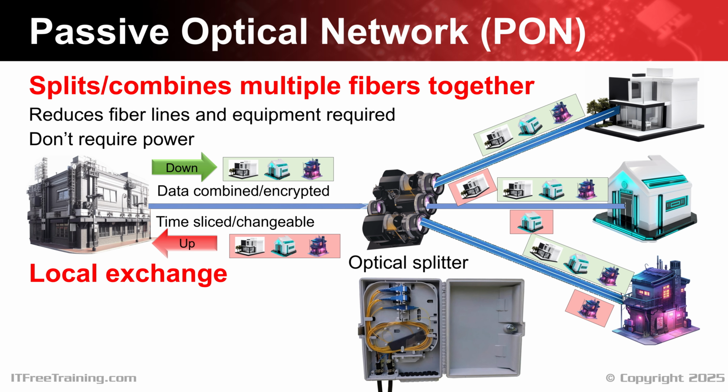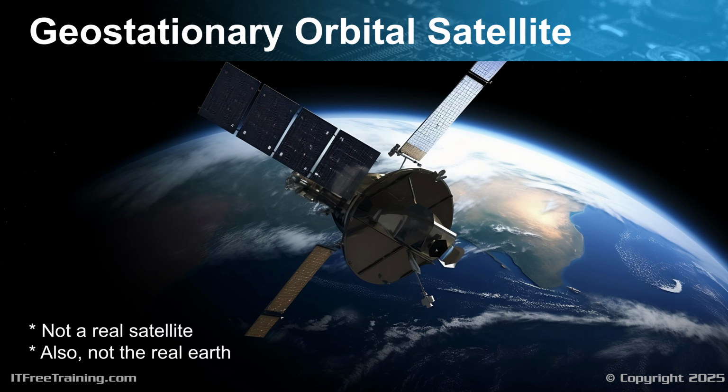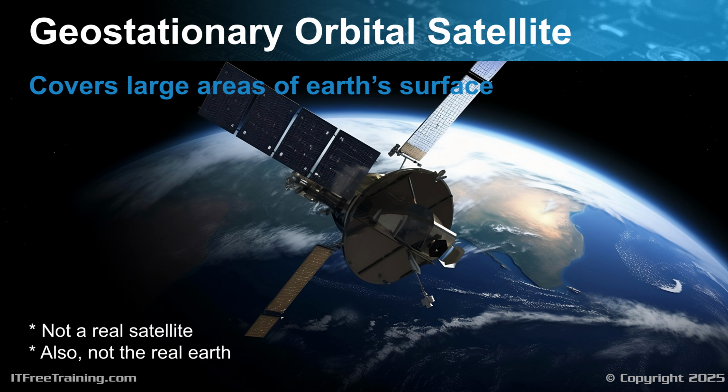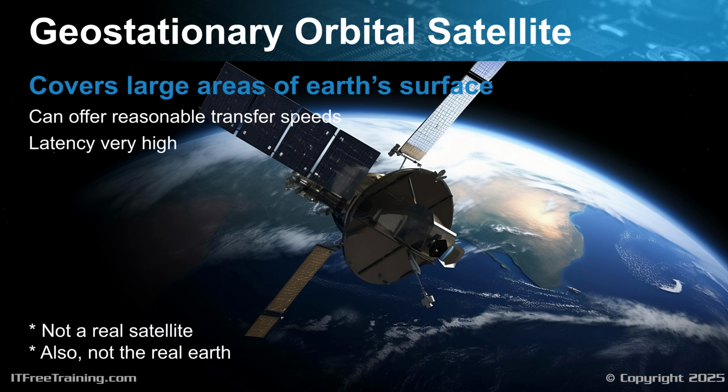Now that we have had a good look at wired connections, let's look at wireless connections. One option for wireless communication is geostationary orbital satellites. The advantage of these satellites is that one satellite covers a large area of the Earth's surface. For example, one satellite in the right orbit could provide coverage for the United States. Geostationary satellites can offer reasonable transfer speeds. However, the latency is very high.